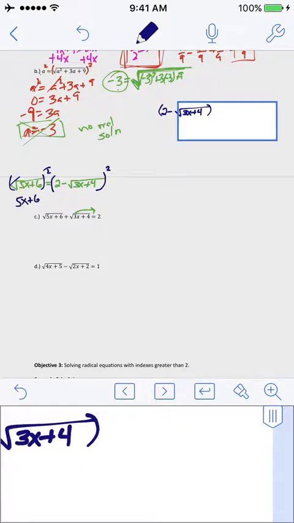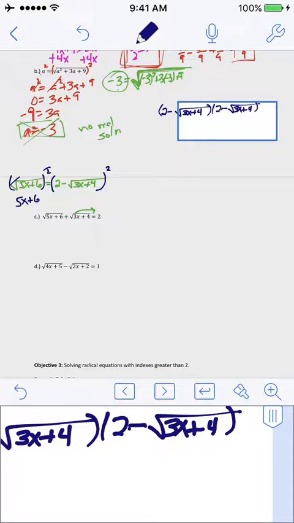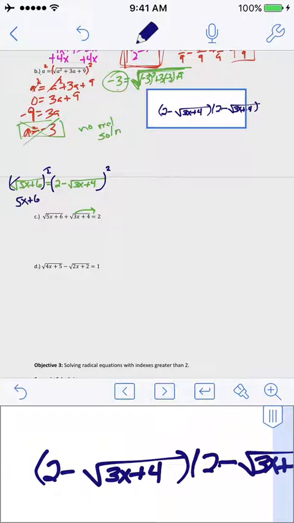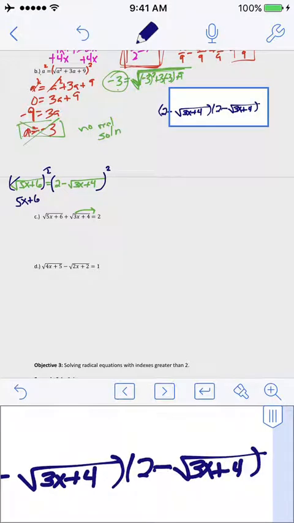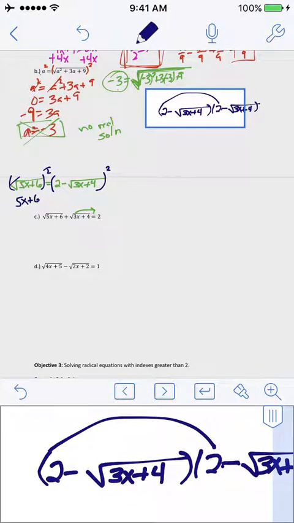Remember, that means times itself. So it's not going to be 4 minus 3x plus 4, right? It's going to be 2 minus the square root of 3x plus 4 times itself. Piece by piece. 2 times 2, that's 4.